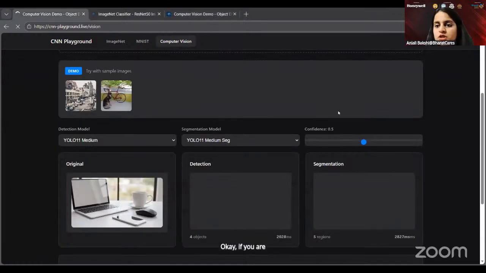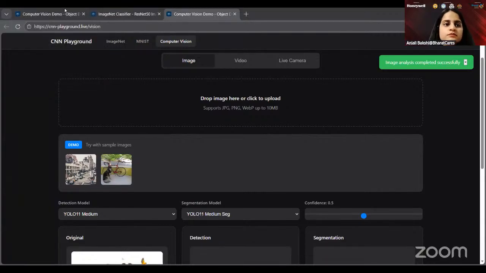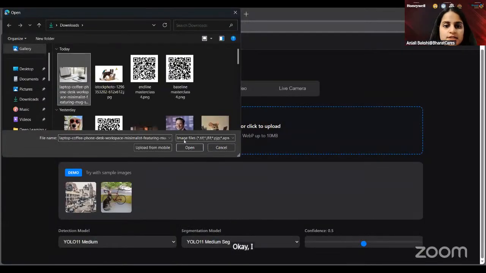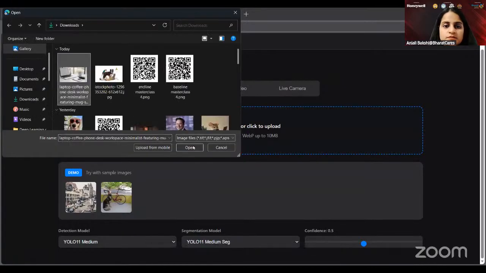Okay, if you are done, mention done in the chat if it's working for you. So what happens is we all use the same site and we start uploading the images. So it gets slowed down, but it will work. It won't stop like the previous session. Give it a minute. Okay, I have refreshed it, I guess. Let me upload the image again. Okay.